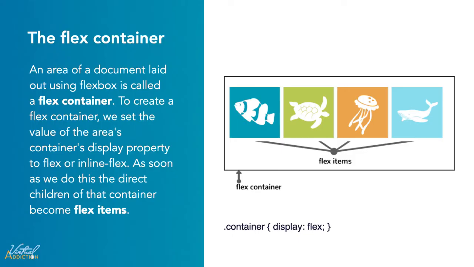An area of a document laid out using Flexbox is called the flex container. To create a flex container, we set the value of the area's container display property to flex or inline-flex. As soon as we do this, all the direct children of that container become flex items.